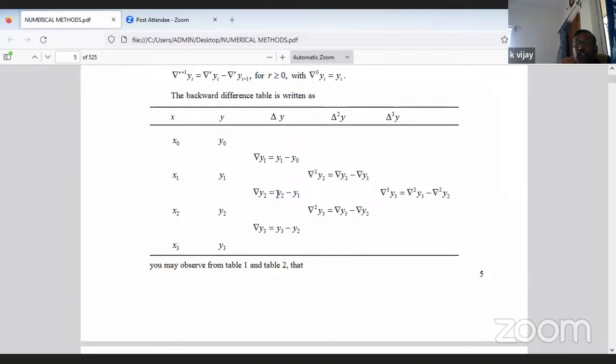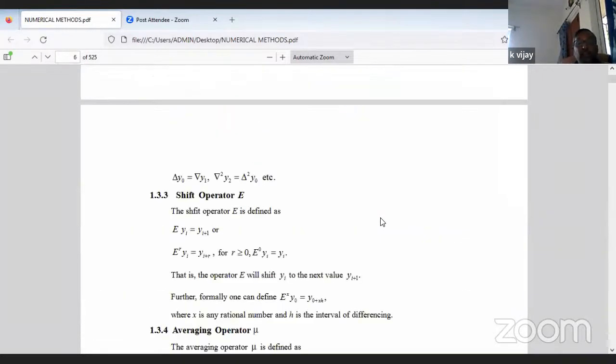Here we are taking the lowest values. Earlier we took the del y1 values, here we are taking del y2 values: del y2 minus y1, del y3 minus y2, del square y3 minus del y2. Nabla y3 minus y2, nabla y2 minus nabla y1, nabla square y3 minus nabla square y2 values we are taking in this condition. So nabla y1 is equal to del y0, and nabla square y2 is equal to del square y0. We are taking the values from that.